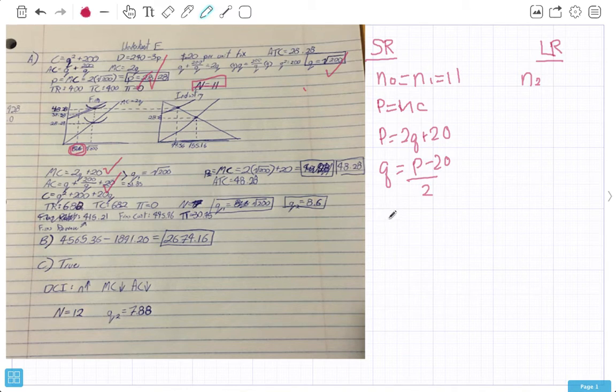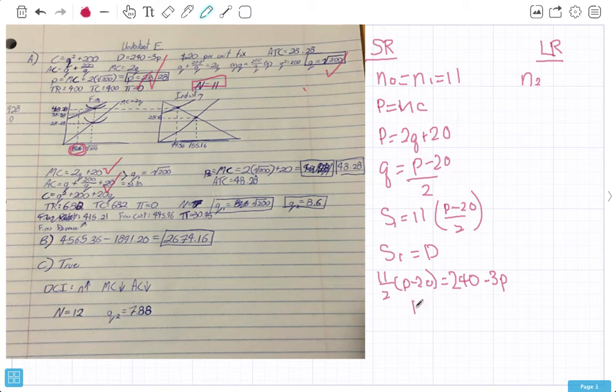And then after that, because I know the number of firms, which is 11, times the quantity, which is P minus 20 over 2, so that's your new supply curve. And then you can do supply 1 equals demand, so you have 11 over 2 times P minus 20, which is equal to 240 minus 3P. Solve for P, you get P1 equals 41.18.